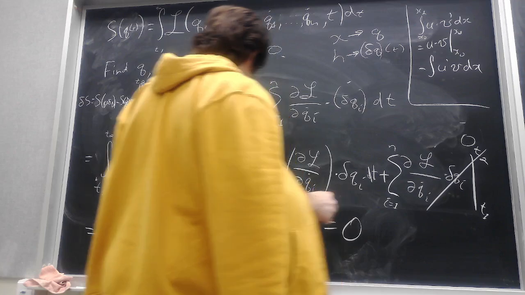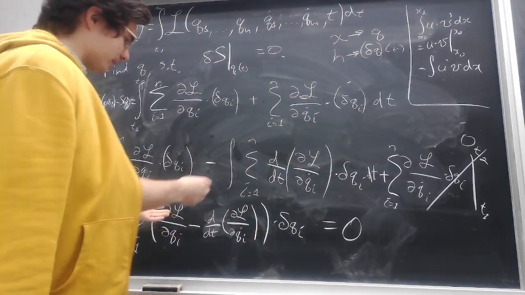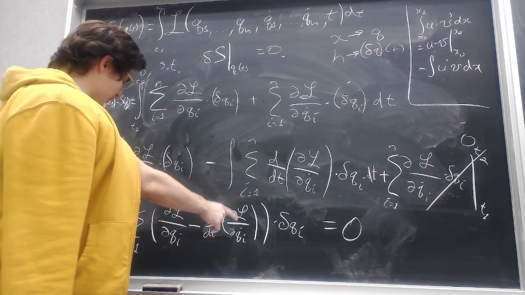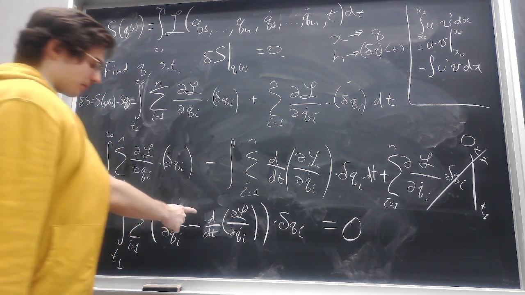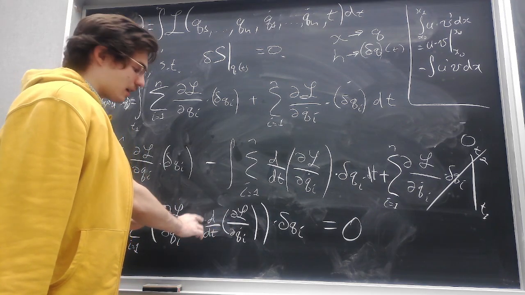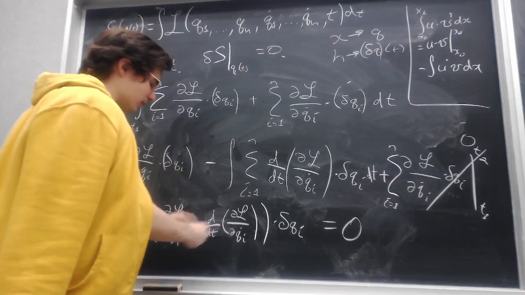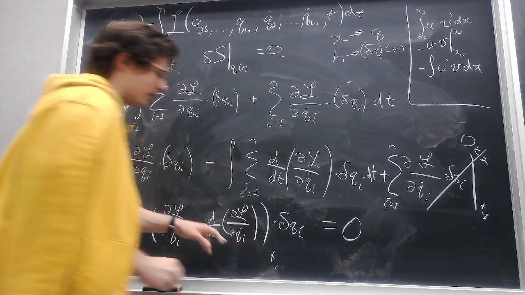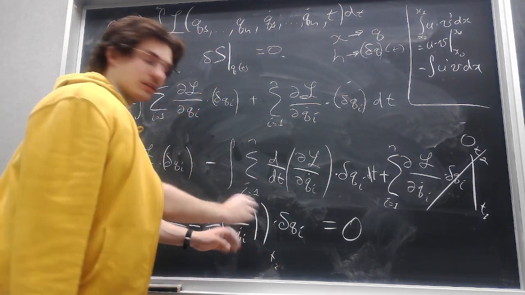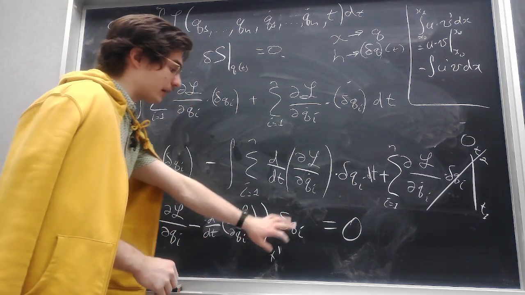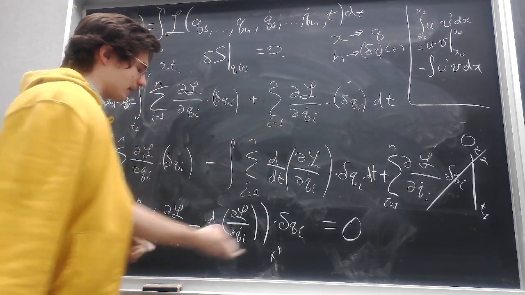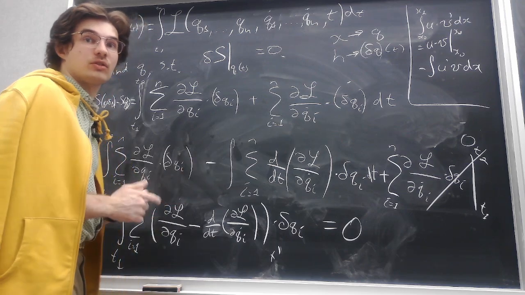Anyways, so what does this tell me? Do people see why, suppose this was non-zero even anywhere, even a little bit? We're taking an integral over this. Suppose this was non-zero somewhere, say at T prime. Then I can choose a delta Qi which is 0 everywhere except for a small region around T prime, and get that this integral evaluates to something that's non-zero.